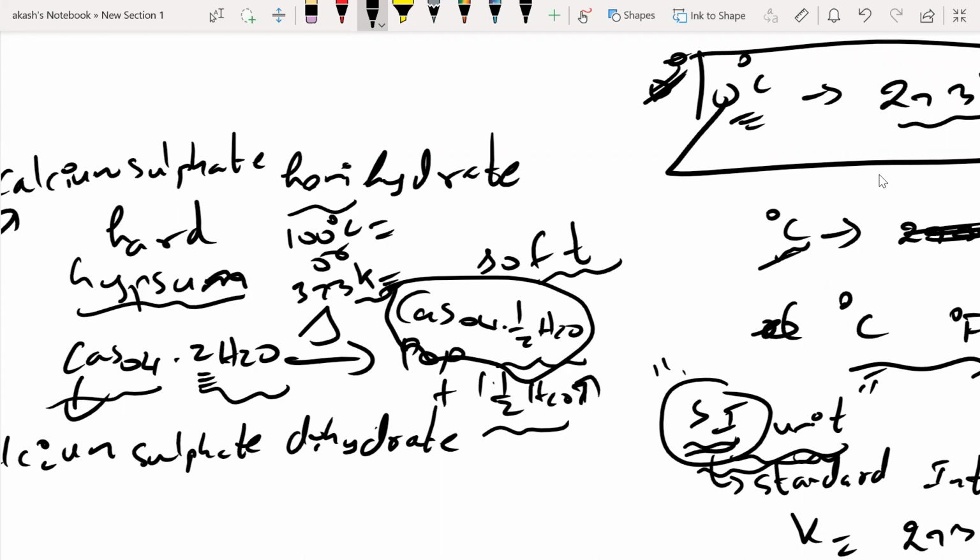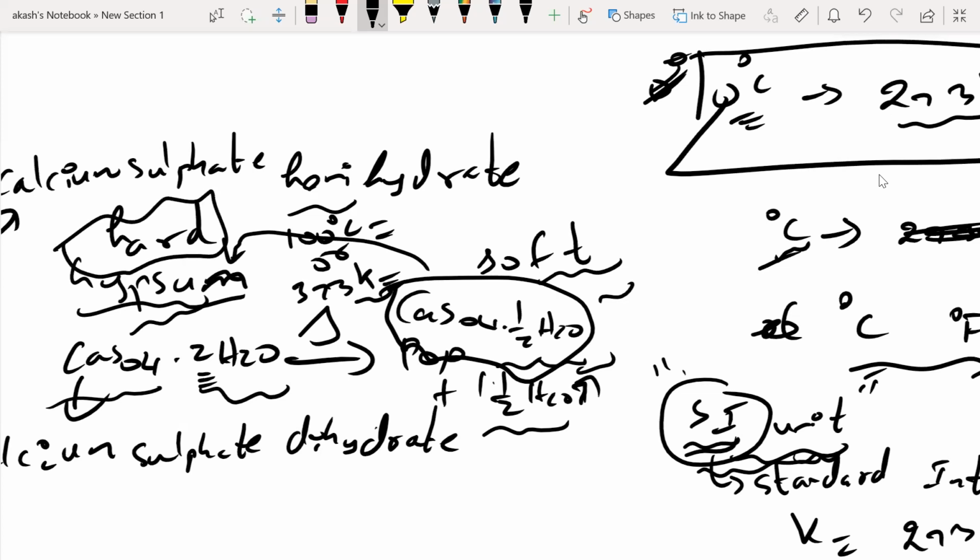So what do you understand from that? When you put the plaster of Paris fresh, it is actually plaster of Paris. That is why it is soft. You can mold it. But once you give it some time and once it becomes hard, it converts back to gypsum. That is why you see that it is hard.